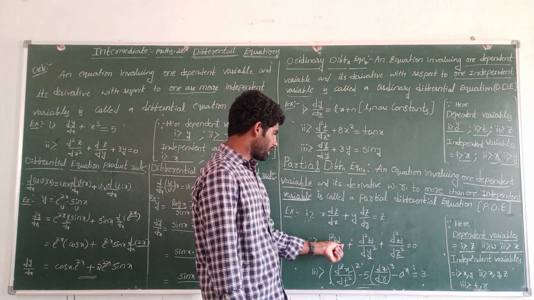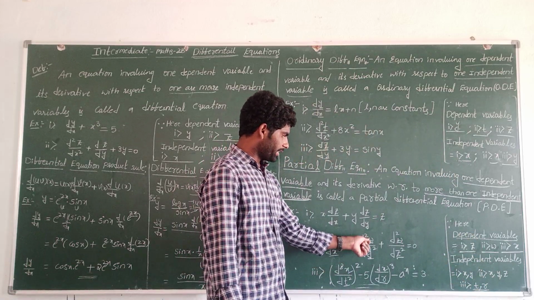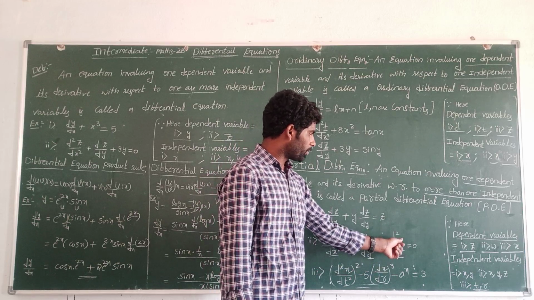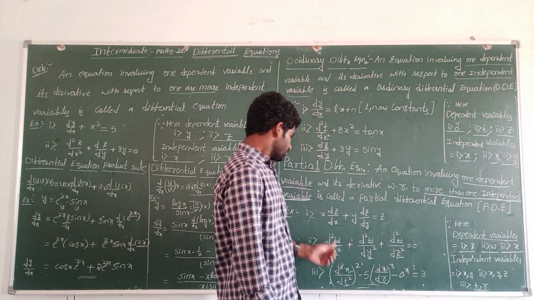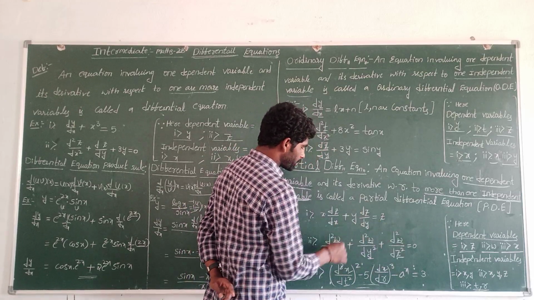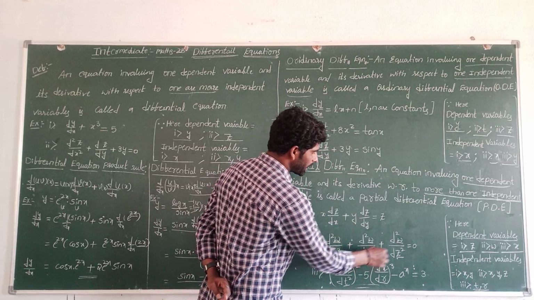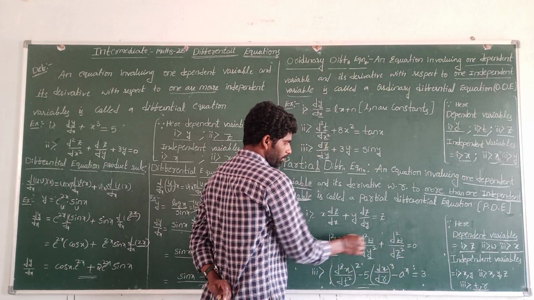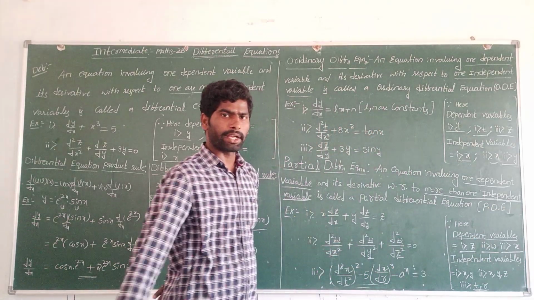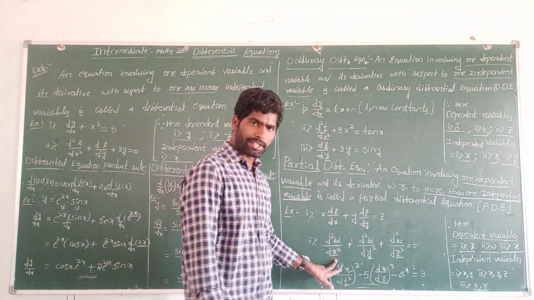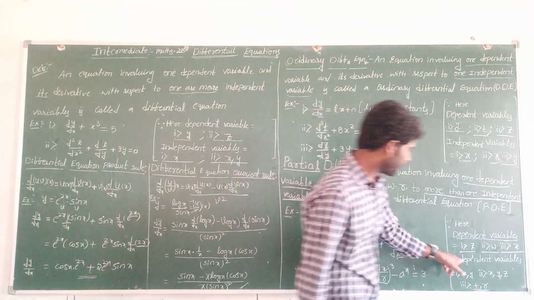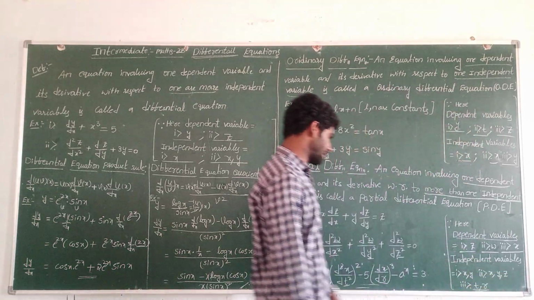Second question, d square w by dx square plus d square w by dy square plus d square w by dz square. Here w is with respect to the functions x, y, z. So w is the dependent variable, and x, y, z are the independent variables.